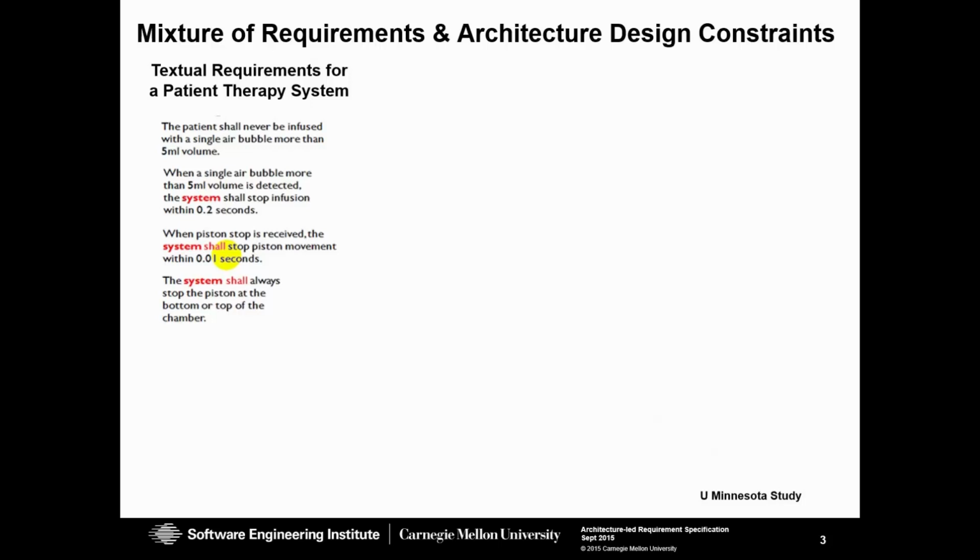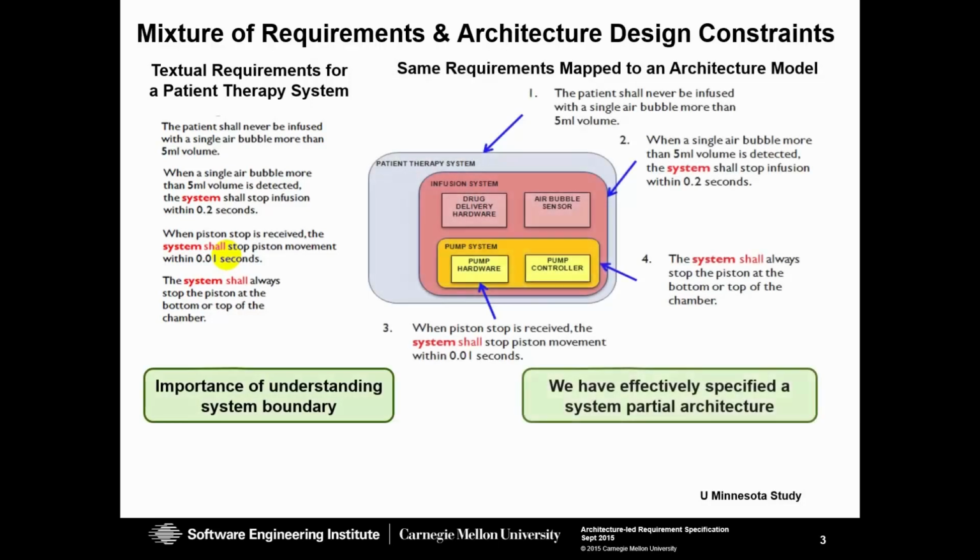Another view of the same problem space is illustrated here. It is based on a University of Minnesota study. Here is a set of requirement statements written in the same section of a document. Once we map that representation into an architecture model, we realize that we are talking about 4 different layers within the architecture. So effectively, we have partially specified an architecture of a particular system. It also makes us aware as to what the boundary of the system is for which we are intending to specify our requirements.